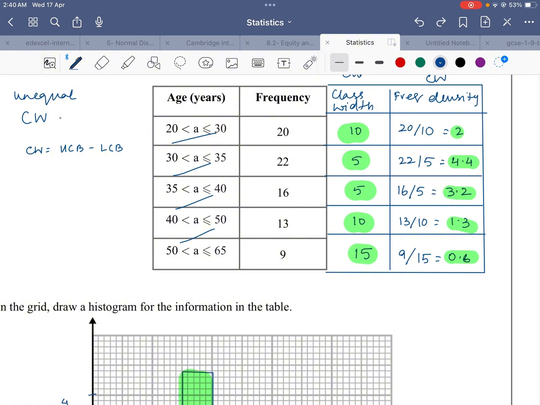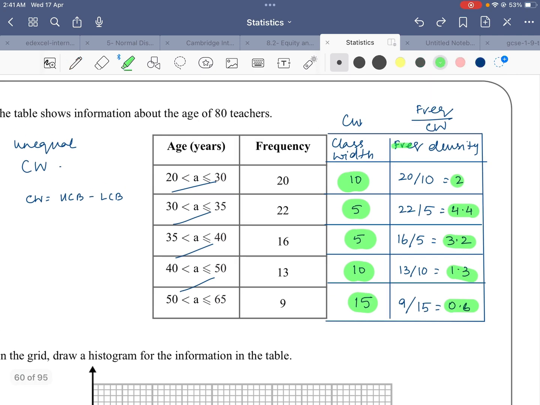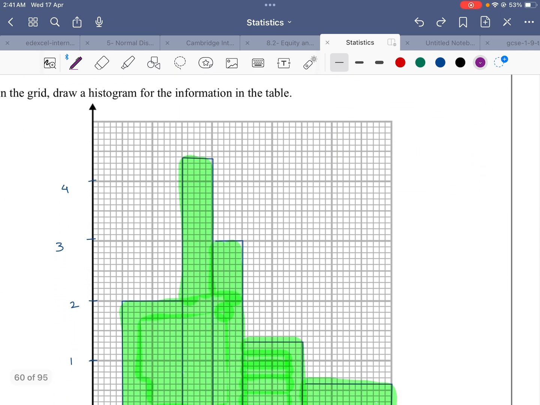Now, for any data where class intervals are not the same, we do not plot the frequencies as they are, right? What do we calculate? We calculate frequency density. What is frequency density? Frequency density is frequency divided by class width. So I have calculated frequency density for all the classes and I have highlighted them. Now we are going to plot frequency density on the histogram instead of frequency.